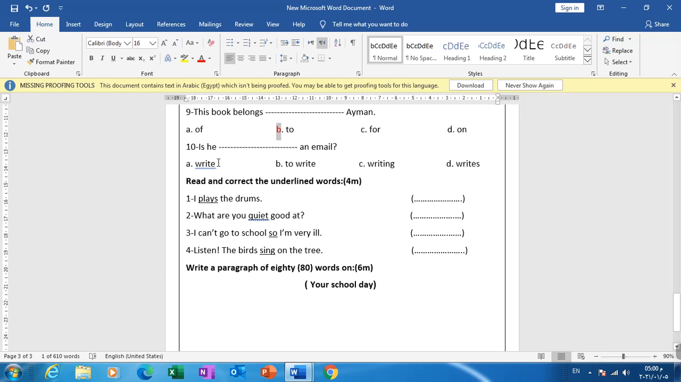Number 10. Is he space an email? Is he write? Is he to write? Is he writing? Is he writes? Am or is or are plus subject plus verb plus ing. This is the question in the present continuous tense. Okay. So is plus verb plus ing. Is writing.